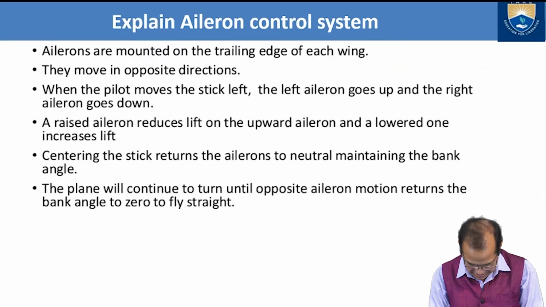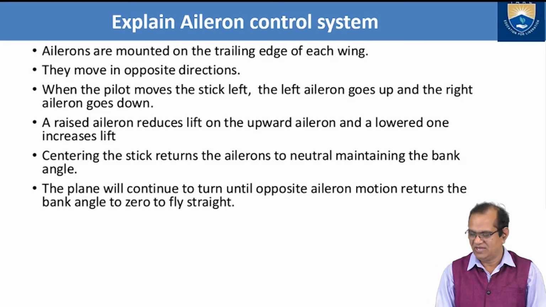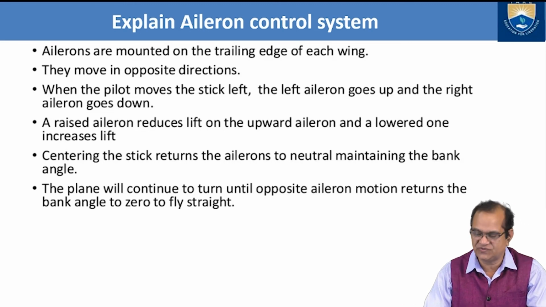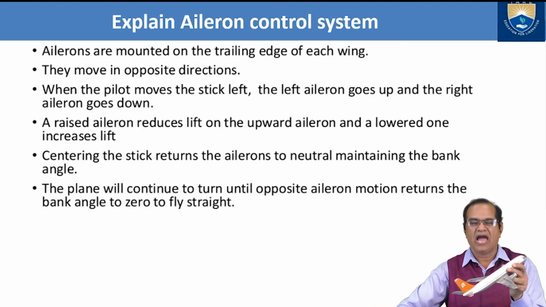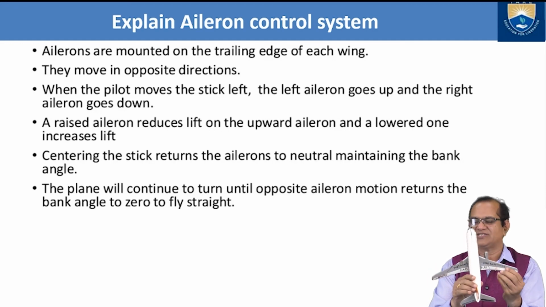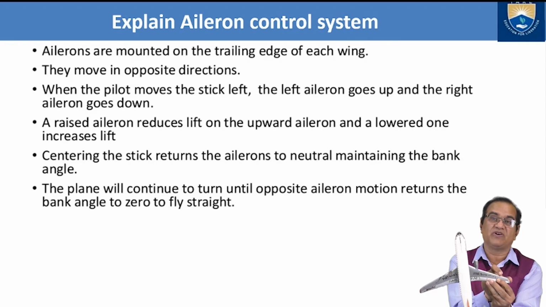So now explain about the aileron control system. Ailerons are mounted on the trailing edge of each wing. So this I can show you here, this is the ailerons. Ailerons are here. Ailerons are here. They are on the trailing edge at the tip of the wing.